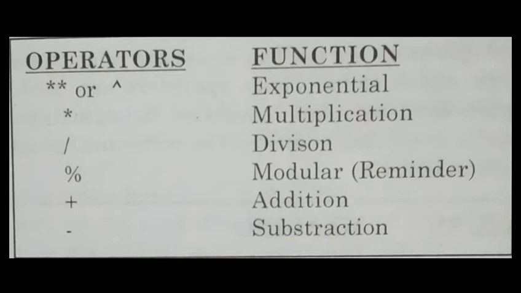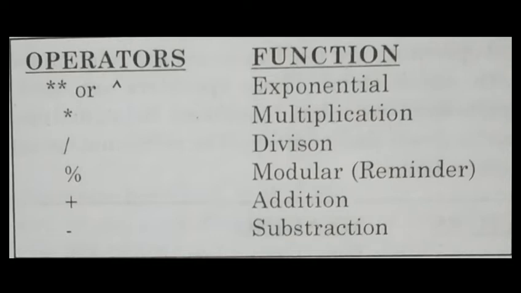First of all, asterisk sign or caret. To get the exponent value of any given number, the double asterisk or caret operator is used. This operator comes first in an expression going from left to right. First, the work of exponent, square, is to be done.